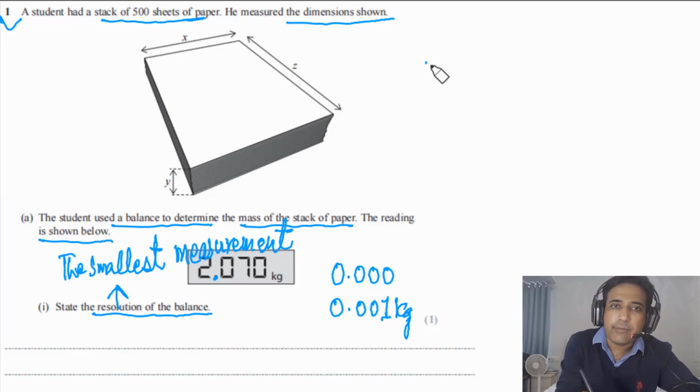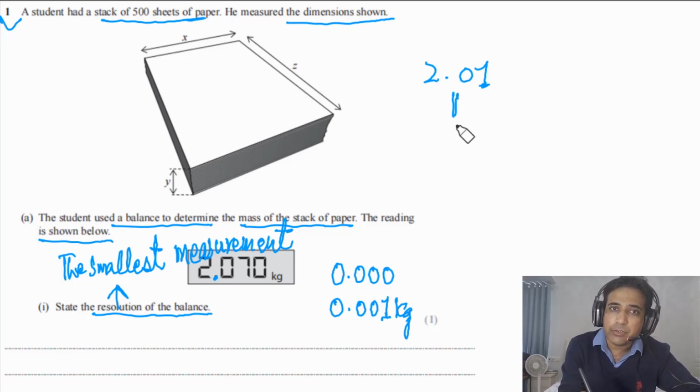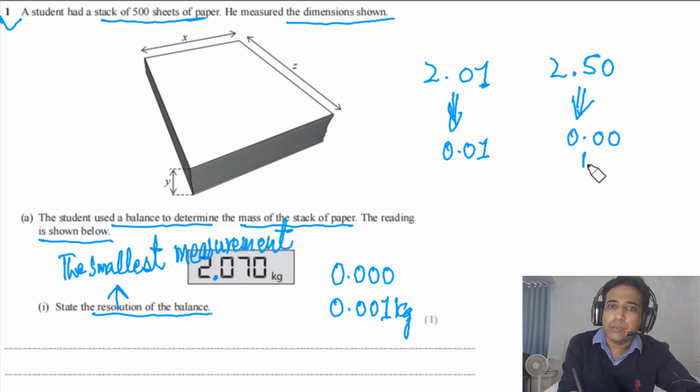So let's say now we have another balance. The reading on that balance is 0.01 for example. What is the resolution of this one? You will simply say this is 0.01. And if we have another one where the reading on the balance is, let's say, 2.50, what is the resolution of this one? You will say this is 0.00, it means the resolution will be 0.01. So these two balances have the same resolution.